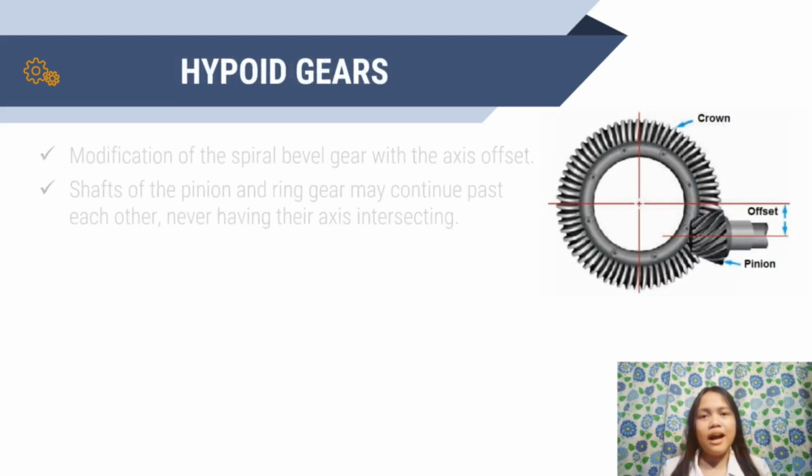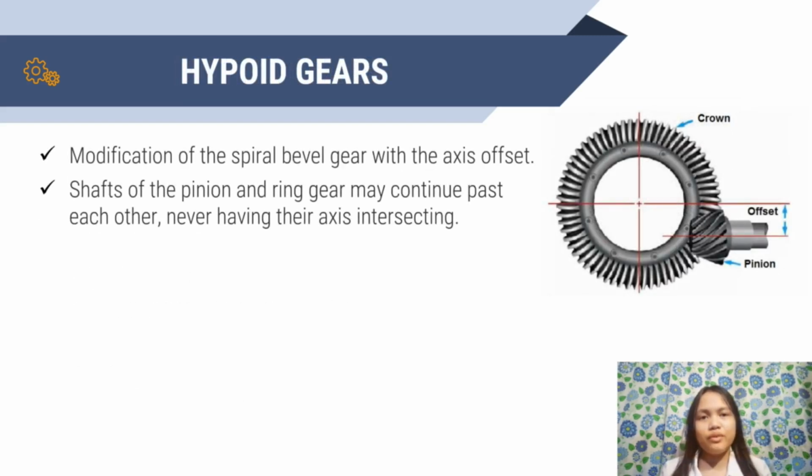Hypoid gears. Hypoid gears are a modification of the spiral bevel gear with the axis offset. The distinguishing feature of hypoid gears is that the shafts of the pinion and ring gear may continue past each other, never having their axes intersecting.